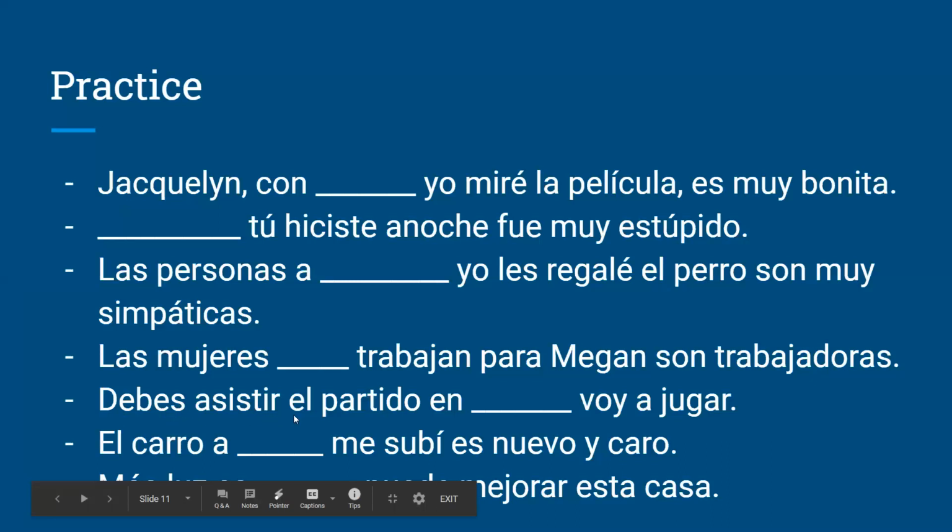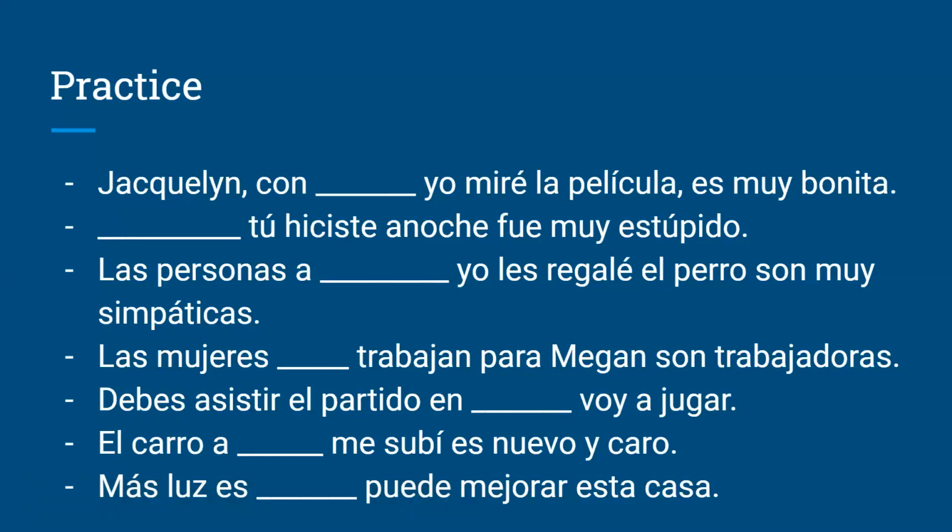Next, you should attend the game in which I'm going to play. So first question, are we talking about a human being? No, we're talking about a game. So it's definitely not going to be quien. Do we clearly know what we're talking about? Yes, we're talking about a game. So it's not going to be lo que. It's not vague. The answer is just going to be que again. This is an example of, you always got to ask yourself, is it a human being? Because you see we have a preposition here, but that doesn't mean it's going to be quien, because we're not talking about a human.